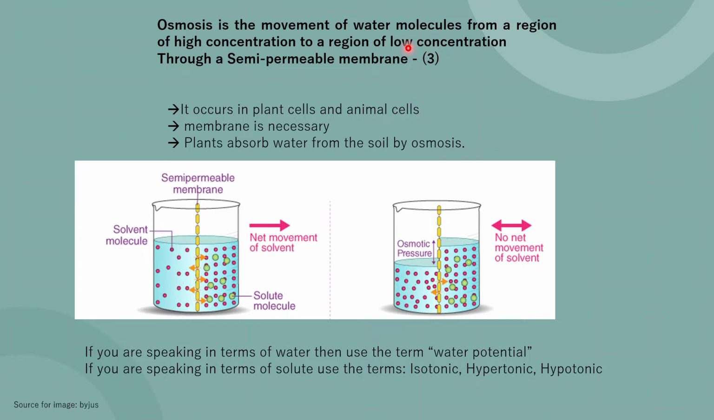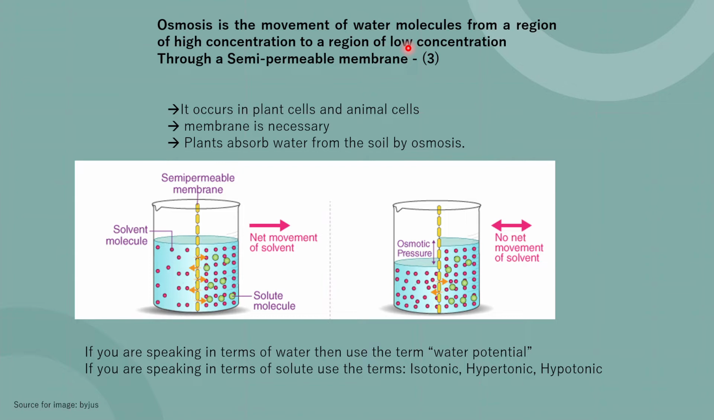Here are 3 points which you must remember while writing about osmosis. It occurs in plant cells and animal cells. A membrane is a must for osmosis. They might try to trick you on this one. And plants absorb water from the soil by osmosis. This is an example. So how do plants absorb water from the soil?